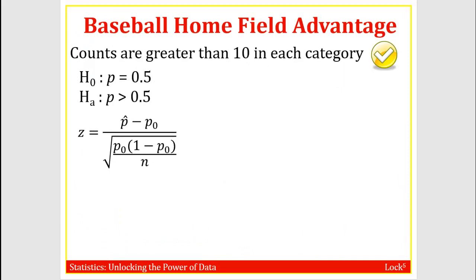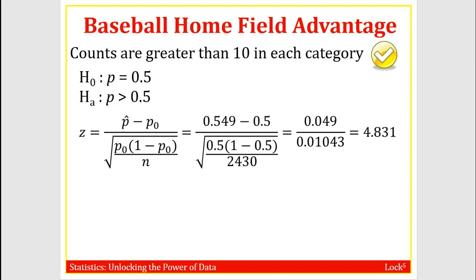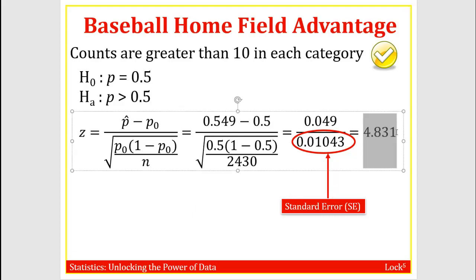The next thing we want to do is find our test statistic. So here is our formula for the test statistic, and we can take all the values that we know and plug those in in order to calculate the value of our test statistic. Once I plugged everything in and worked it all out, I end up with z equal to 4.831. Just a couple things to point out in this formula here. The denominator portion of our formula is what we call the standard error. And the end result here, this 4.831, is going to be our test statistic.